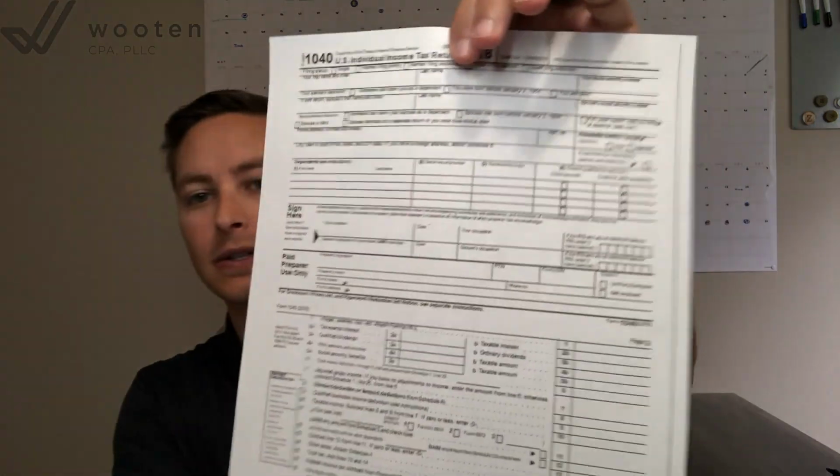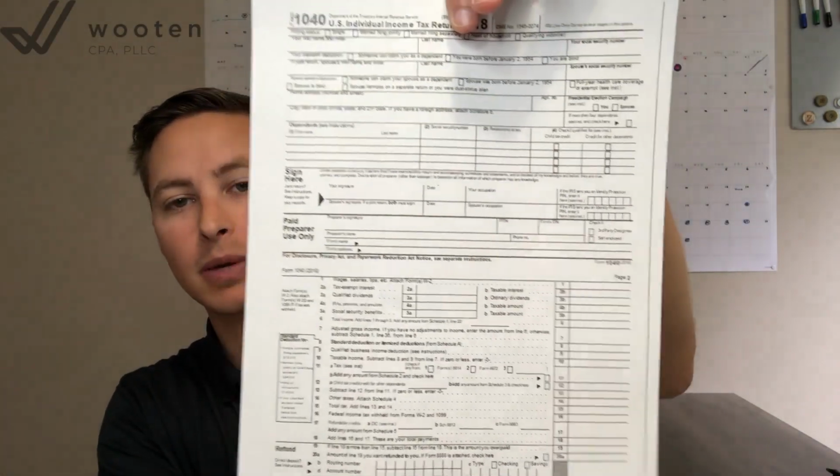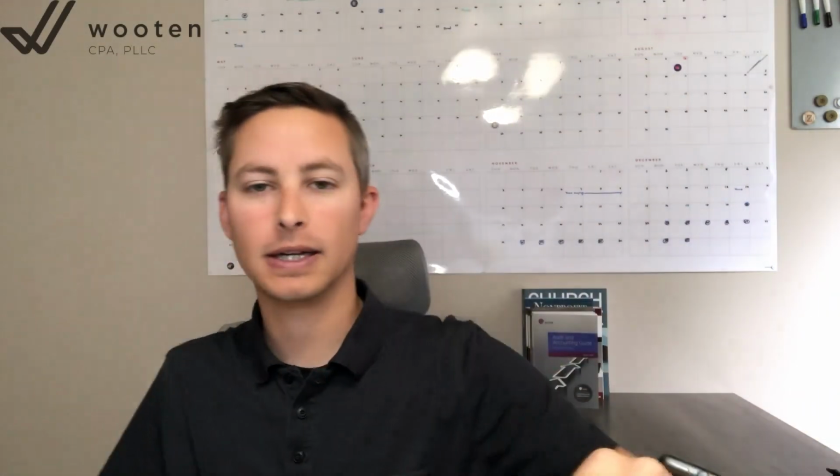Brad with Wooten CPA. Today we're going to do a very basic video. We're just going to talk about this general concept of filling out your tax return and paying income tax to the United States. So what I've got here is the 1040. It's just one sheet of paper. This is the first page, and that's basically the tax return.